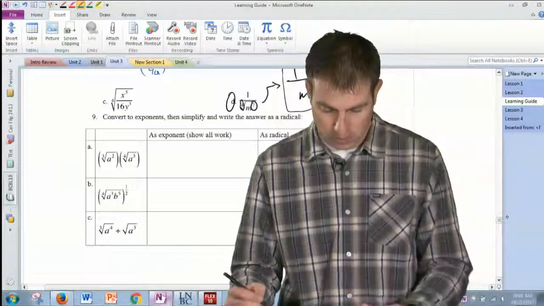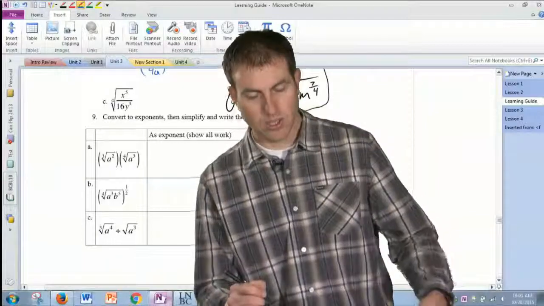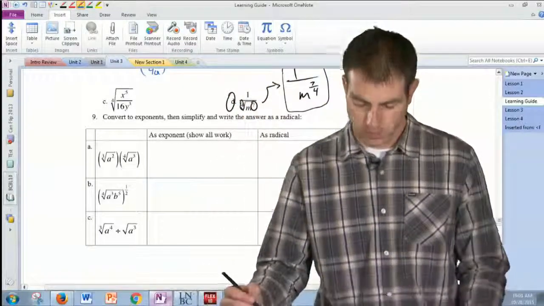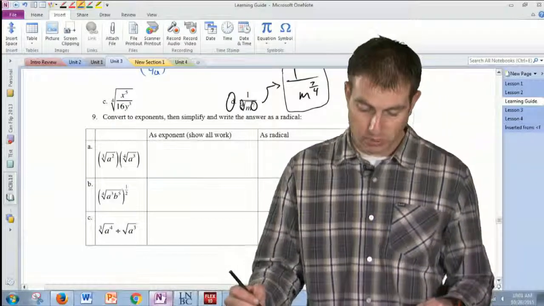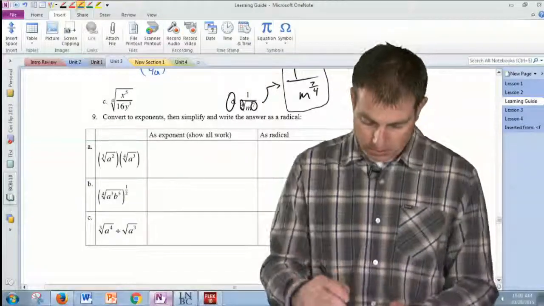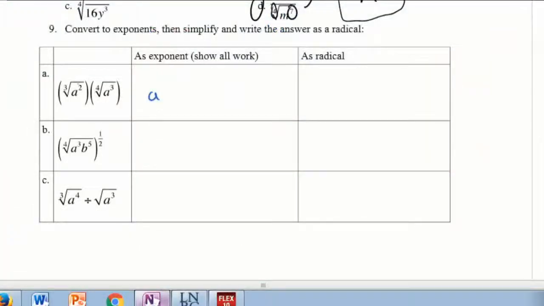Number 9, convert the exponents, then simplify and write the answer as a radical. This is a bit of a tricky question. This goes back to the flower, the power roots little rhyme that I mentioned. So flower is the power. I have a power of 2, so that's the power. And then the root is the 3, or my index out front. I'm multiplying this by a root where flower is the power, so the 3 is my power. And then my index is 4, my root is 4.